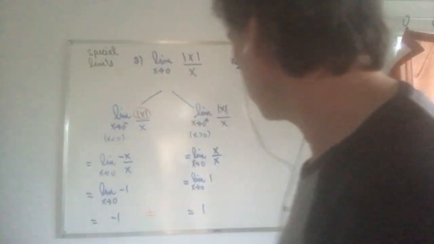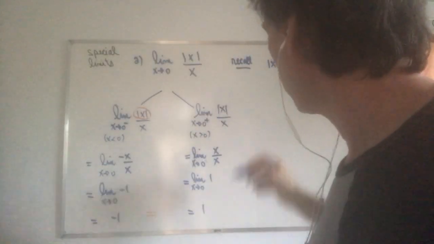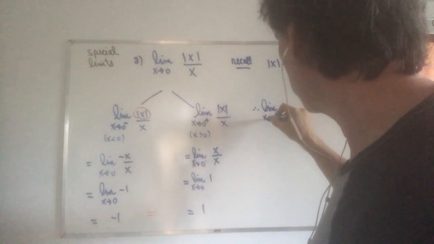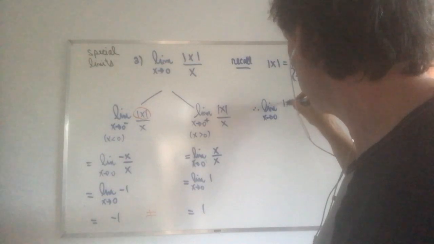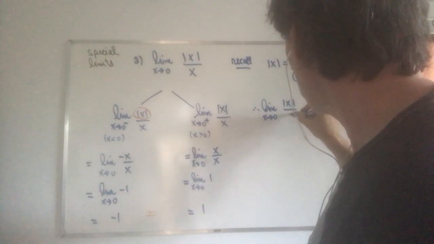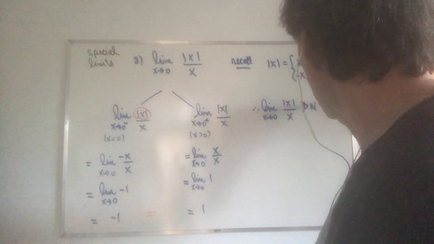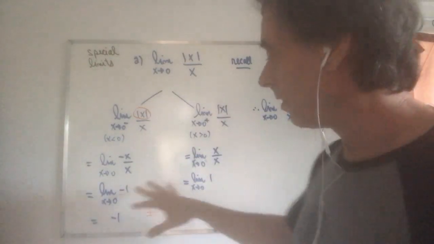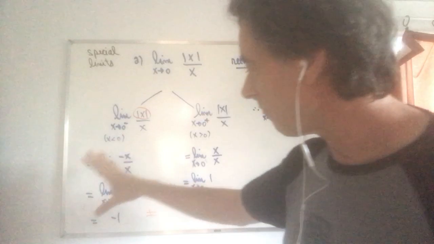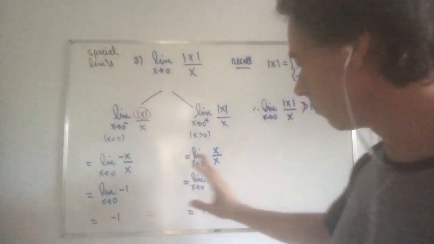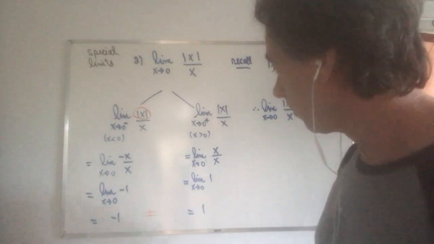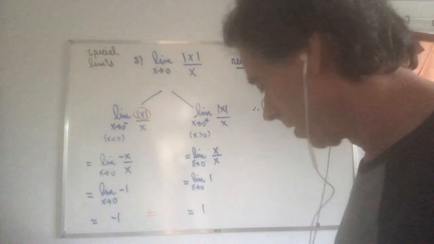So what does that mean? What is my conclusion? The conclusion is that the limit as x approaches 0 of the absolute value of x over x does not exist. If we had tackled the numerical method, we would have come up with the same conclusion. On the left, I would have gotten a bunch of negative 1s, and on the right, I would have gotten a bunch of 1s, and I would have seen that the left and the right do not coincide.